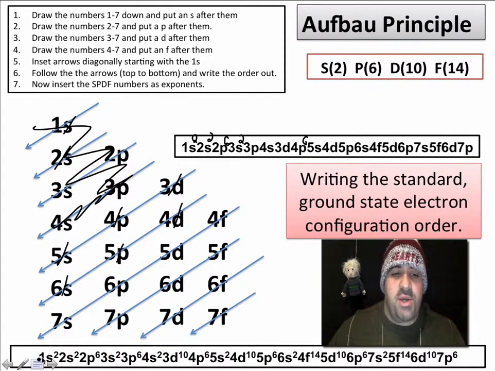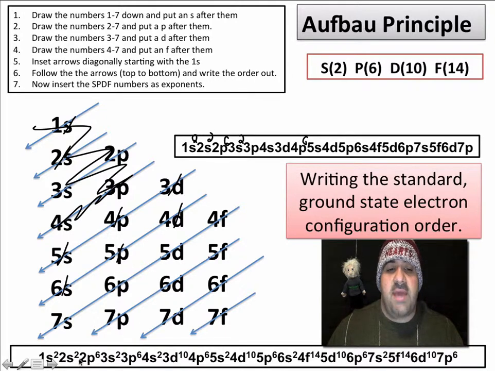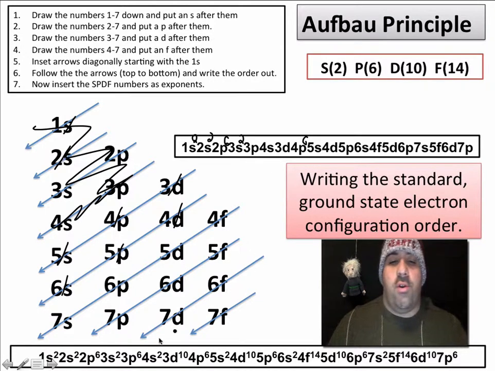The first 2 electrons are going to go in the 1s orbital. The second 2 go in the 2s. The next 6 electrons go in the 2p. The next 2 go in the 3s. The next 6 in the 3p. The next 2 in the 4s. Oddly enough, the next 10 go back in the 3rd energy level. So this is the order at which electrons will fill up an atom.